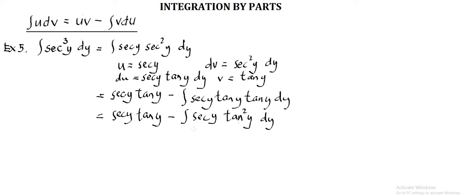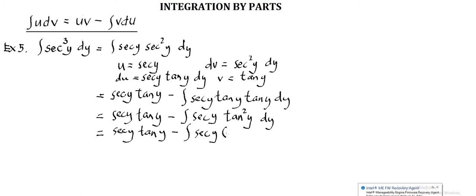Ngayon, itong tangent squared y, equal siya sa secant squared y minus 1. So, I will have secant of y tangent of y, minus integral of secant of y. So, itong tangent squared y, gagamitin natin yung identity na tangent squared y equals secant squared y minus 1. Secant squared y minus 1. And then times dy.